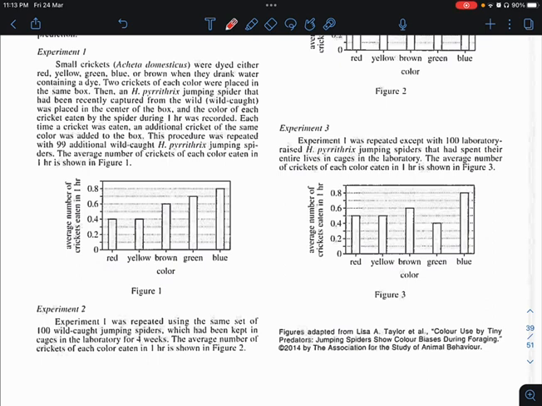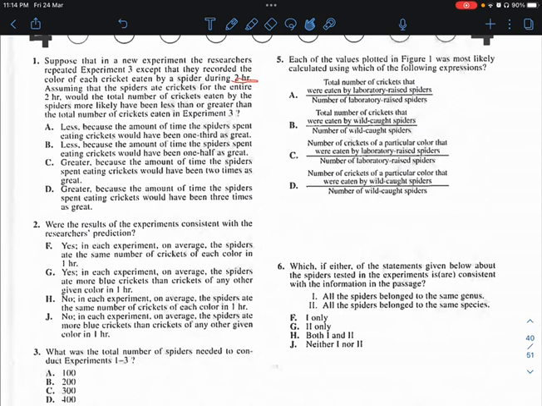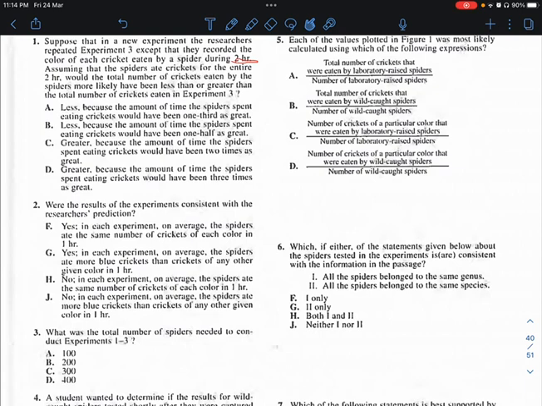Okay, in experiment 1, we see here the spiders were eating during 1 hour. In experiment 2, the same 1 hour. In experiment 3, the same, 1 hour. Okay, let's go back to the question. So the question says, would the total number of crickets eaten by spiders more likely have been less than or greater than the total number of crickets eaten in experiment 3? So in experiment 3, it's 1 hour also. So for sure, if it's from 1 hour to 2 hours, the time is gonna be doubled, right? Gonna have the double of time.